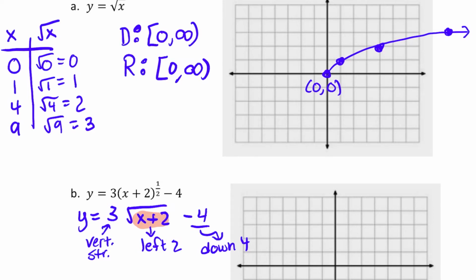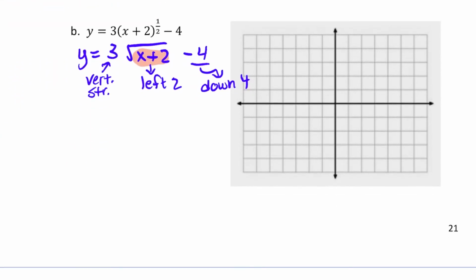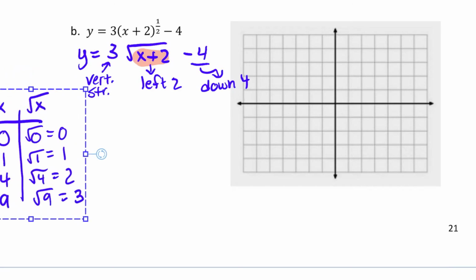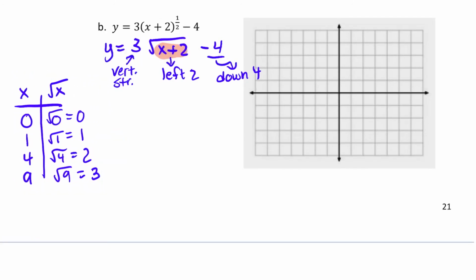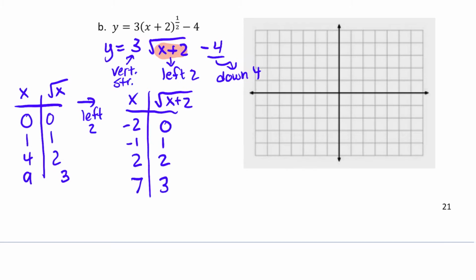So let's get the points that go along with that. I could pick a bunch of random x values and just plug them in, but it's easier to use my parent points. So let me clean those up a little bit and we will go from there. Okay, so first off, we need to translate everything left 2. That affects my x values, makes them smaller by 2. So I'm going to subtract 2 from all of my x coordinates. And then my y values remain the same.